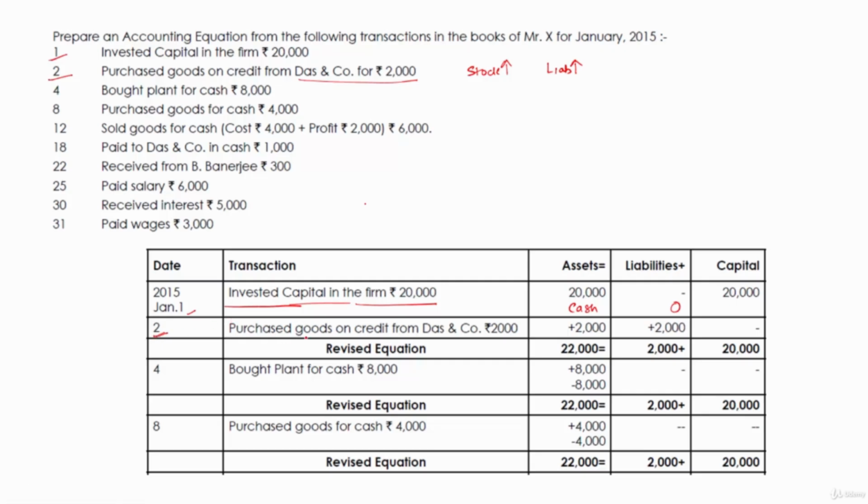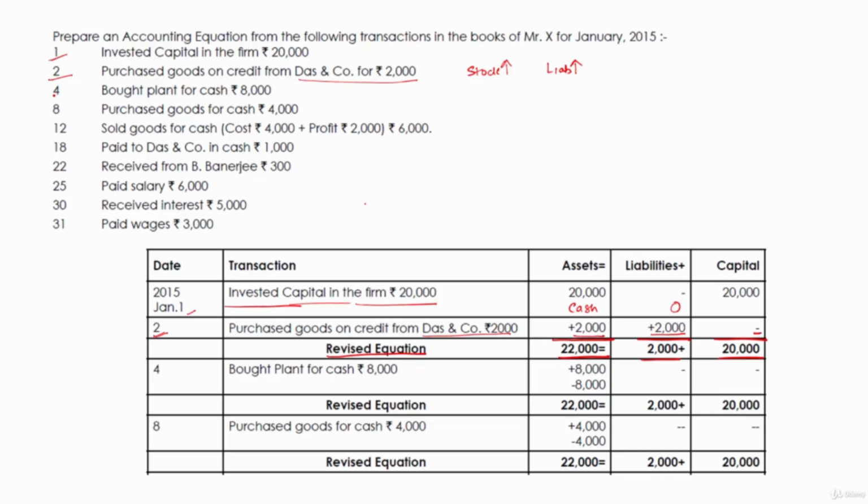On 2nd, purchased goods on credit from Das and Co, 2,000. So asset will increase by 2,000, liability will also increase by 2,000. There is no change in the capital. So now the overall asset position will be 20 plus 2, 22,000, and liabilities will be 2,000. Capital will be 20,000. Look here, 22,000 on the left hand side, 2 plus 20, 22,000 on the right hand side. So you have the revised equation, and again the accounting equation is maintained.